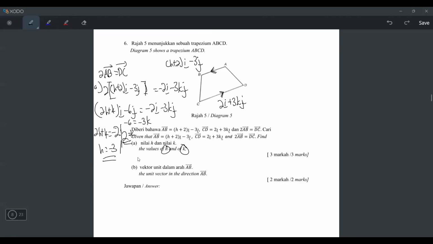Okay, so find the values of h and k. The h is negative 3, the k is 2. Okay, so that's how you do it. Okay, let's look at the next question. The next question, B, says what?